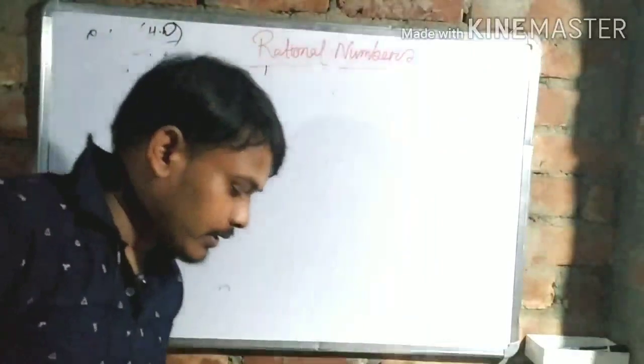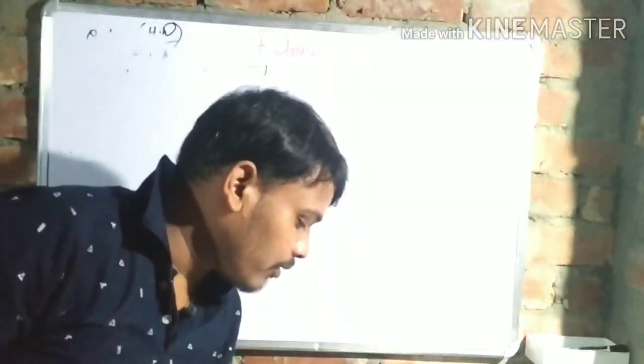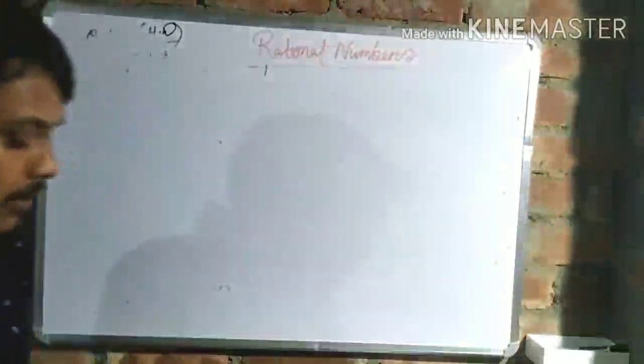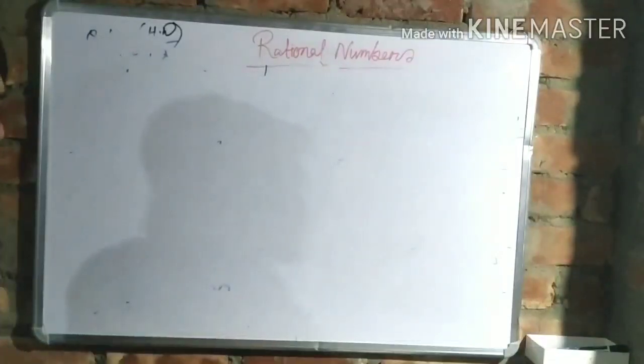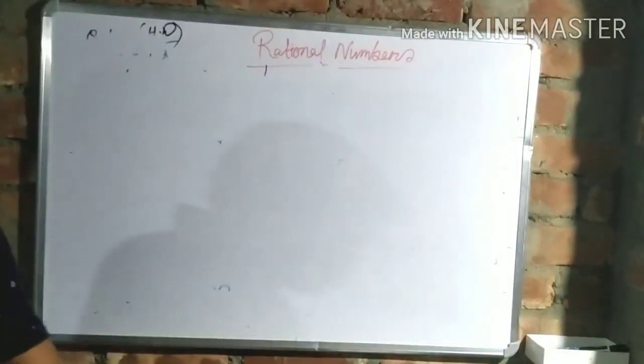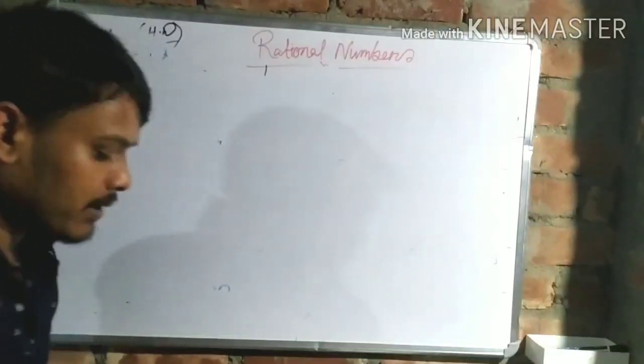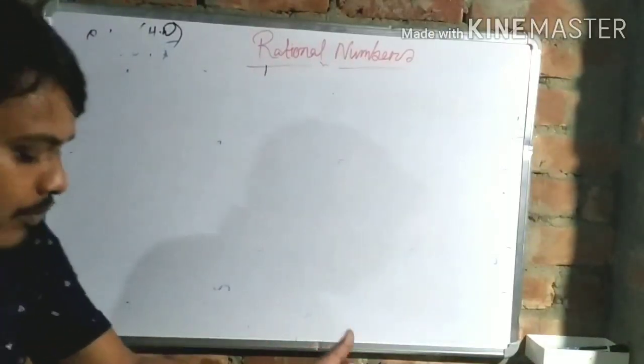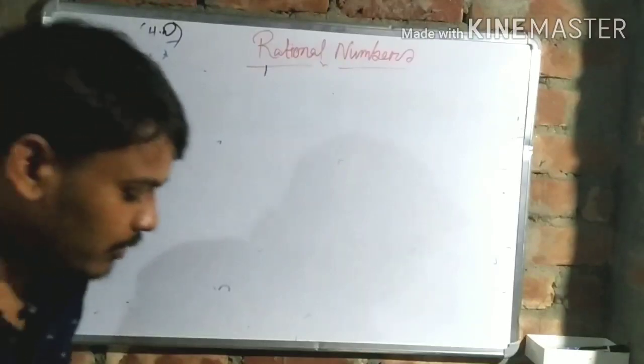Next, the sum of two rational numbers is 15 by 8. One is 1 by 8, find the other. So if the sum of two numbers is 10 and one is 2, then what is the other value? 10 minus 2. Similarly here we subtract the one value from the sum, then we get the other value.